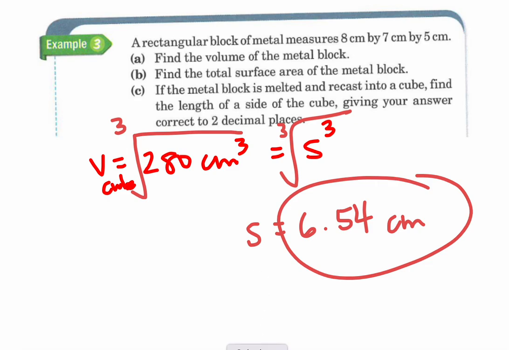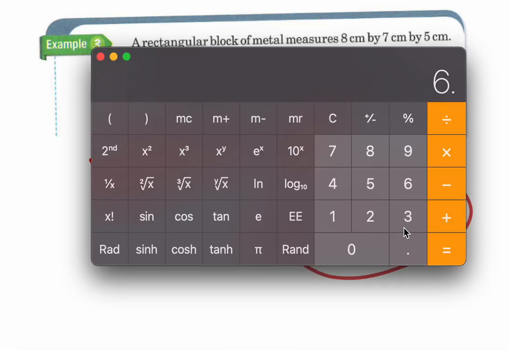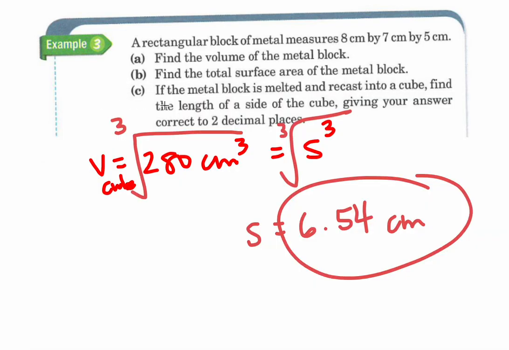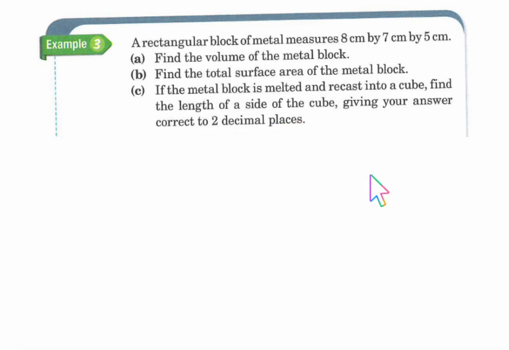Let's check this. 6.54 multiplied by 6.54, multiplied by another 6.54. Should get us close to 280. It's going to be a little off because we rounded, but that's our answer right there. If we were to take the same volume and now melt it down into a cube instead, each side would be a little different, right? Because it's a different shape. That one was tricky.